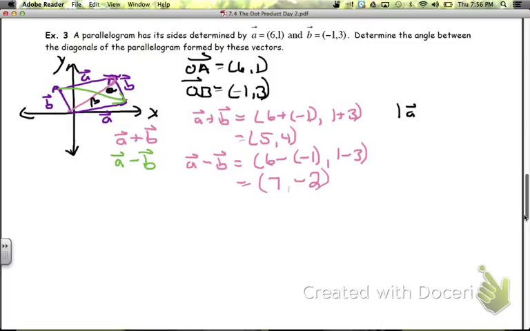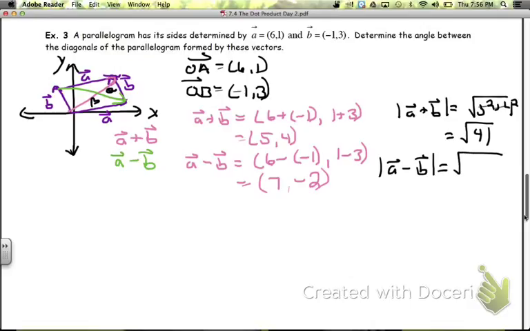So we can look at the magnitude of A plus B, which is just equal to the square root of 5 squared plus 4 squared, which gives us the square root of 41. And the magnitude of A minus B is equal to the square root of 7 squared plus negative 2 squared, which is equal to the square root of 53.